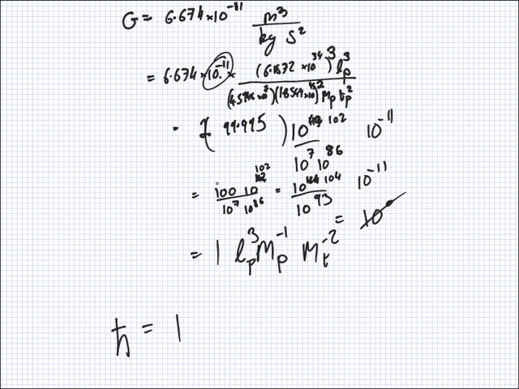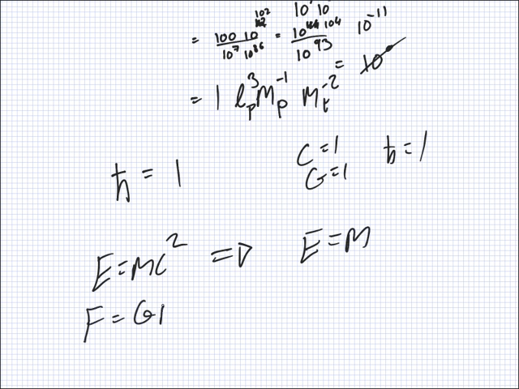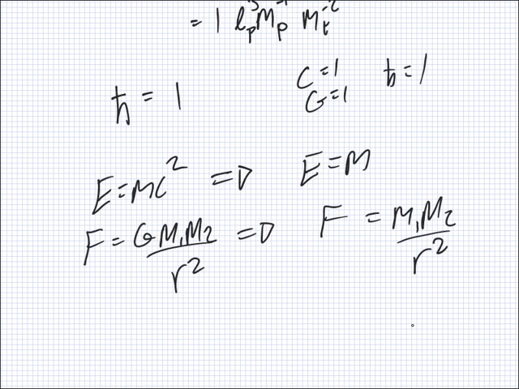That's actually why Planck length, Planck mass, and Planck time is useful, because it means c equals 1, G equals 1, and h equals 1. Do you know these formulas? E equals mc squared. You can change that to E equals m. And you know F equals G M1 M2 over r squared? You can change that into F equals M1 M2 over r squared. It's nice.